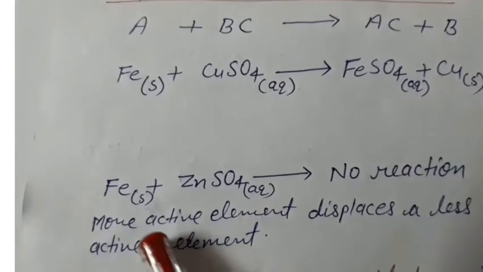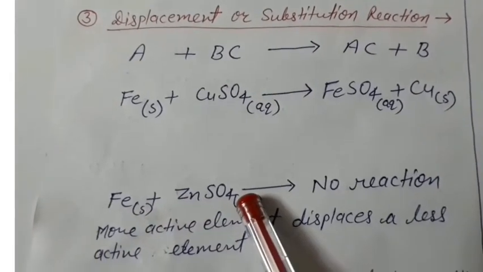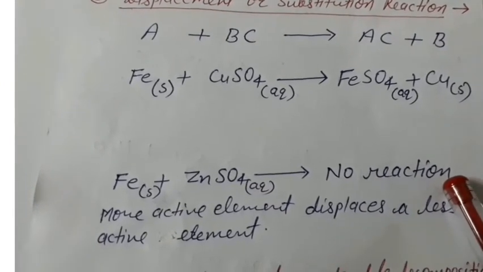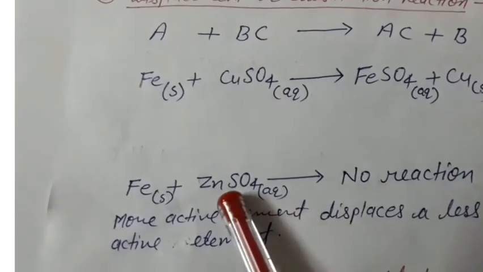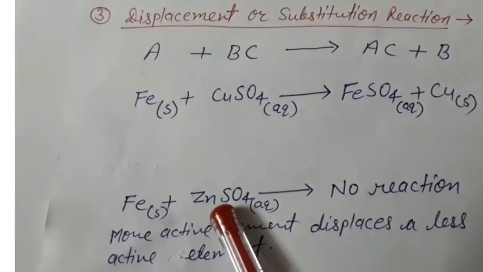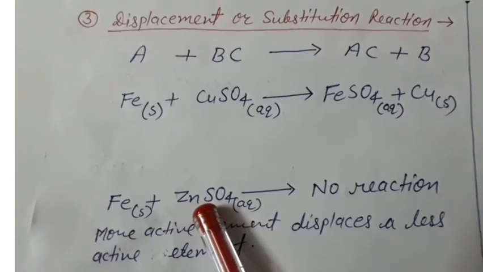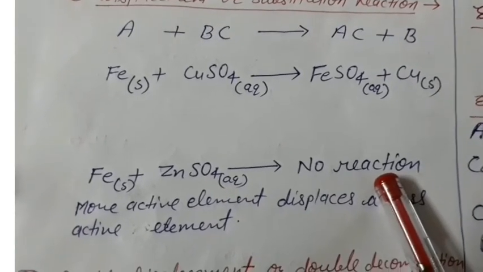Another example I am taking: when we react Fe with ZnSO4, no reaction takes place. Why no reaction? Because Fe is less reactive than Zn. So Fe cannot displace Zn from ZnSO4. So no reaction takes place in this case.